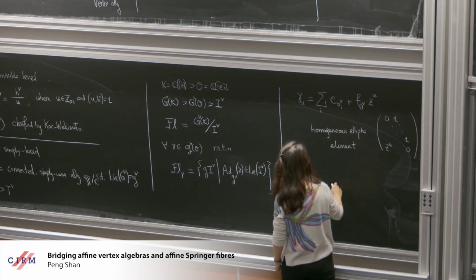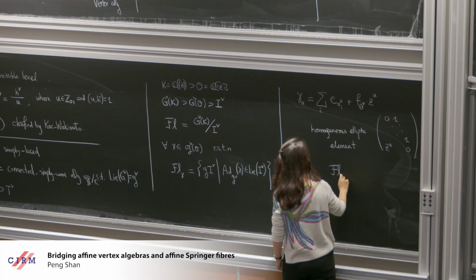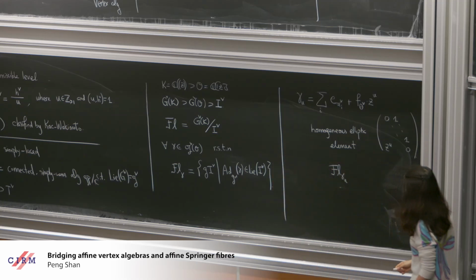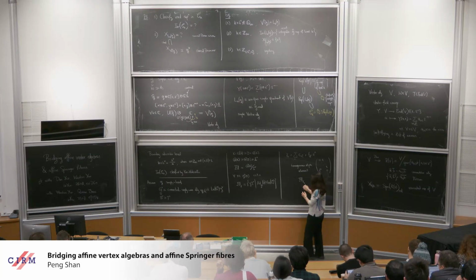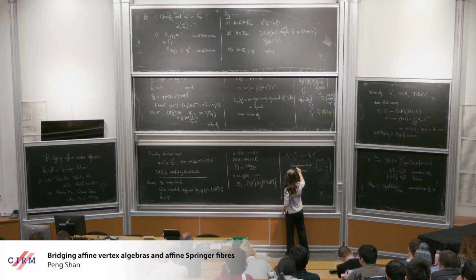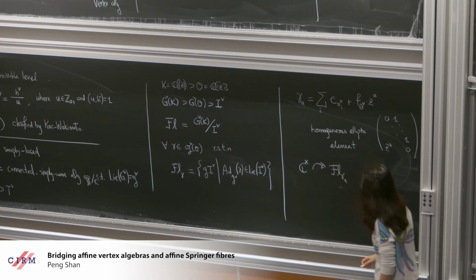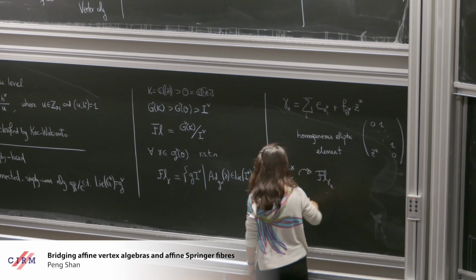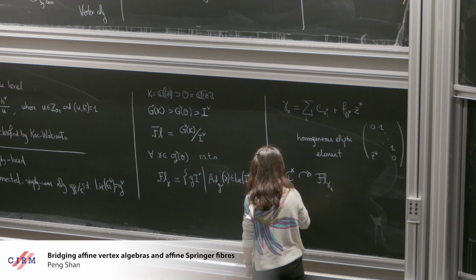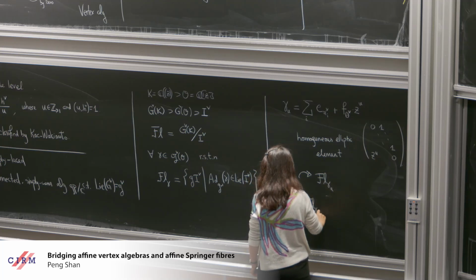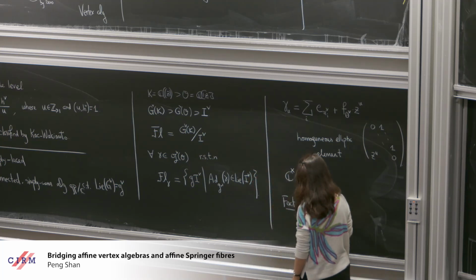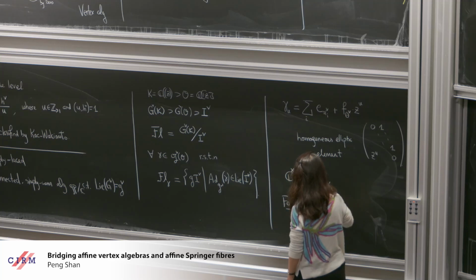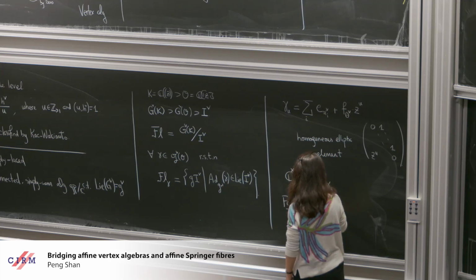And in this case, the corresponding affine Springer fiber actually is just a usual finite type scheme. And moreover, this homogeneous condition just says it has a C star action on it, and as a fact the fixed locus is just a union of finitely many points. So it's a finite set.